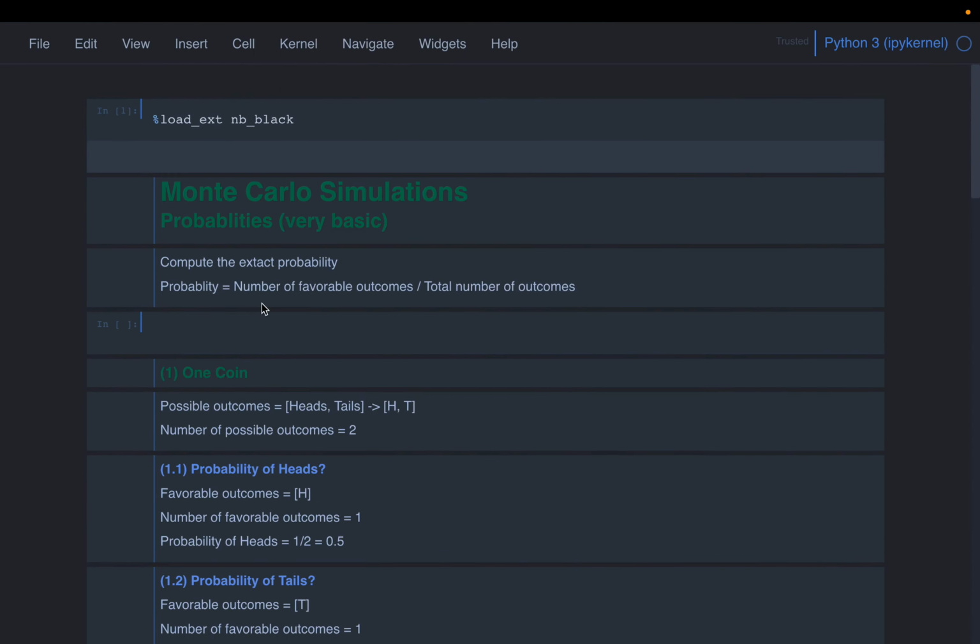Again, maybe a very quick summary. When we compute the probability only for simple problems, it is possible to know the total number of outcomes and the number of favorable outcomes, right? Which is what we saw here. And the probability simply is the ratio of the number of favorable outcomes divided by the number of all possible outcomes. Okay. All right. Thank you very much.